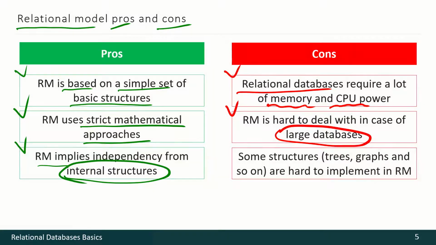And the next issue is also rather common for a lot of DBMS models. Some structures, like trees, graphs and so on, are hard to implement in the relational model. Okay, but if we take, for instance, a graph database, a graph DBMS, some structures are hard to implement there too. So once again, the miracle did not happen, and the relational model did not provide us with some magical approach.